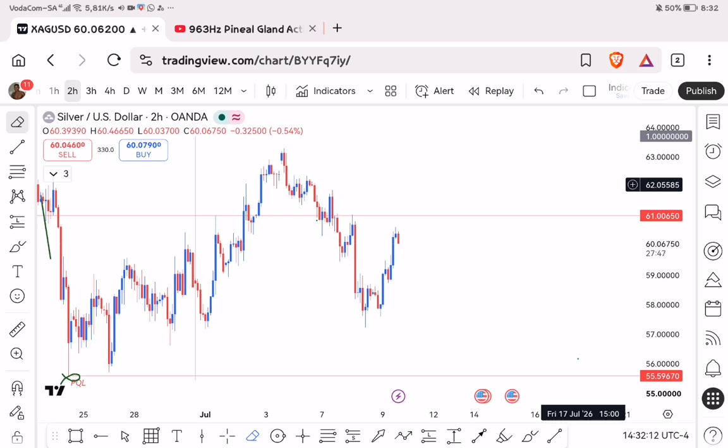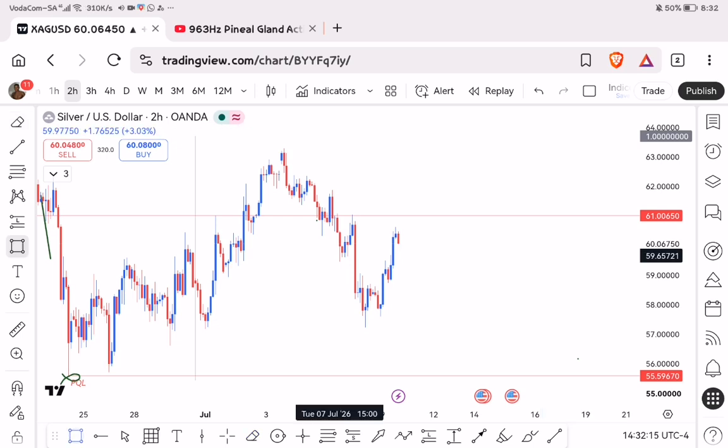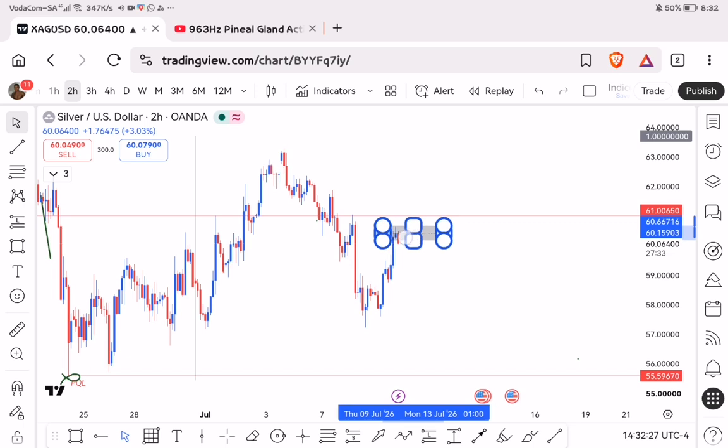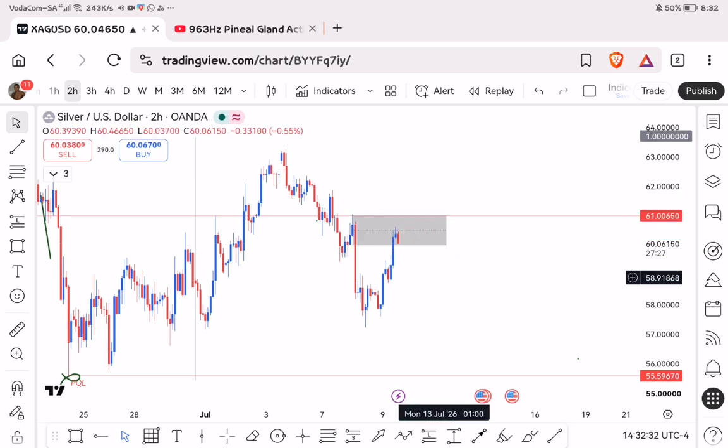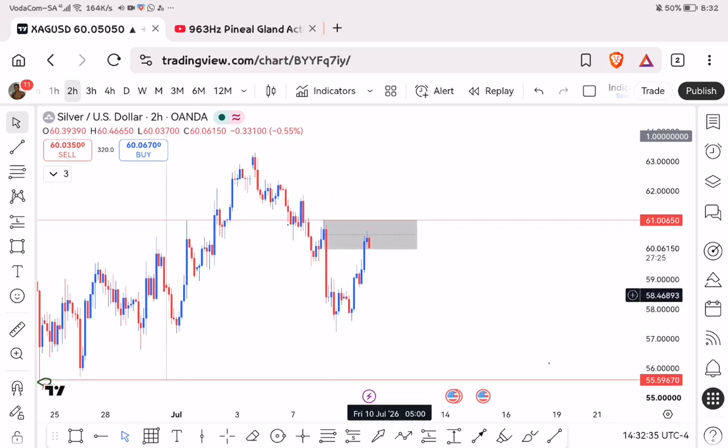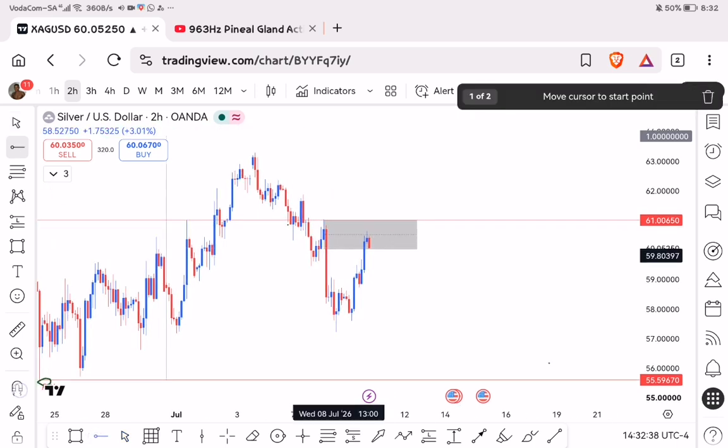So this setup, I see that it may still play out, but we shall see how it plays. Because you see, we have an order block there, but we have this. We have this.